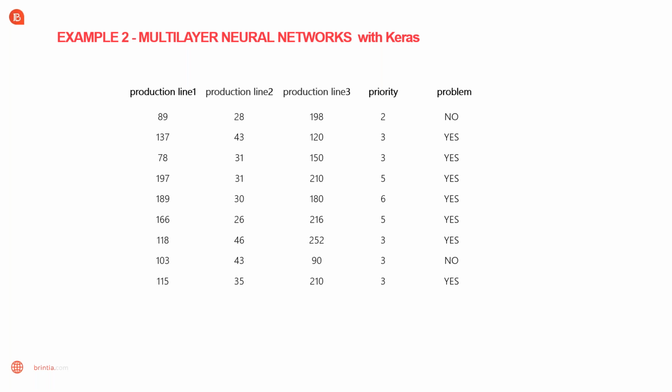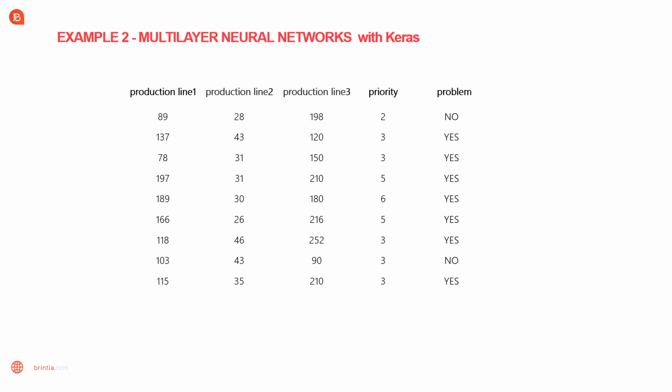The second example, a multi-layer neural network using Keras. Keras is a framework to develop neural networks. In this case, the network is used to predict production problems in the production lines and the priority that exists.